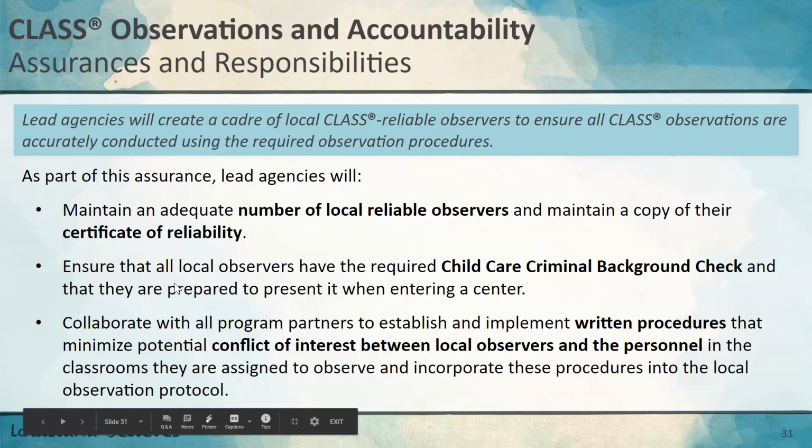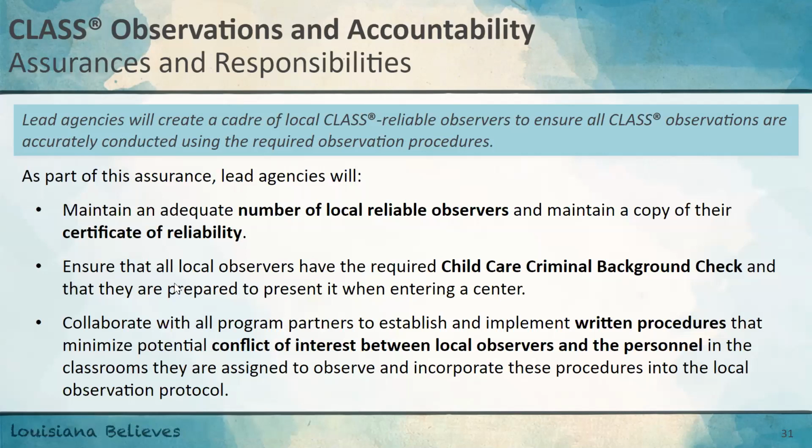Okay, so now we'll talk a little bit about some other assurances that are embedded in your role as part of carrying out the accountability system. So I'll go through some of these. Lead agencies will maintain an adequate number of local reliable observers and maintain a copy of their certificate of reliability. You all will ensure that all local observers have the required criminal background check to enter child care centers. You all will collaborate with program partners to establish and implement written procedures that minimize potential conflict of interest between local observers and the personnel at sites.